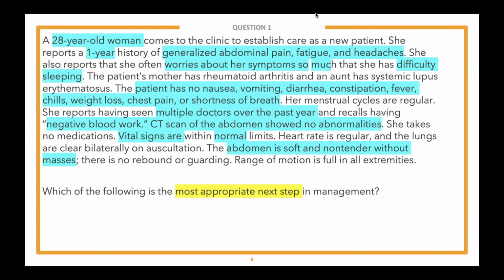So how many steps is this question? Well, I think this is probably a two-step question. I think one, we need to figure out what's going on with her, whether it's a diagnosis or a condition. And then two, based off that, what would be the next best step in terms of management? So probably a two-step question. Let's go ahead and take a look at the answer choices.